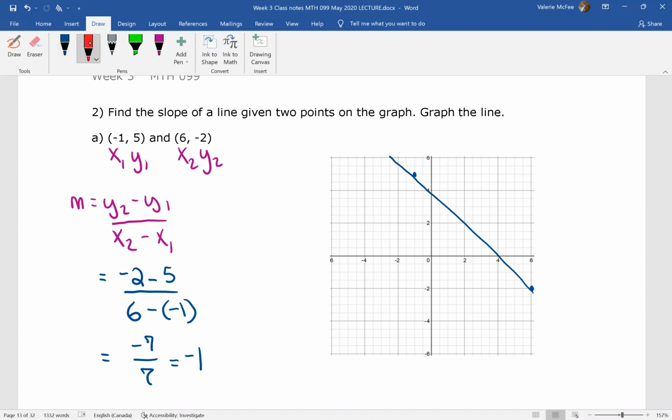And remember what we said about creating that triangle. We see that the change in y is 1 and the change in x is 1, confirming our slope of -1.